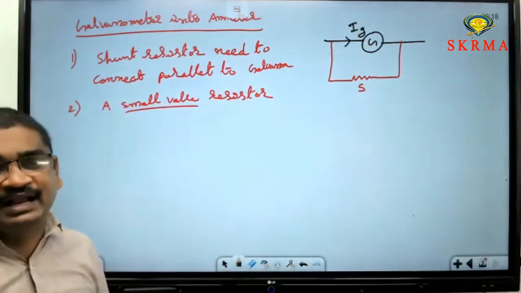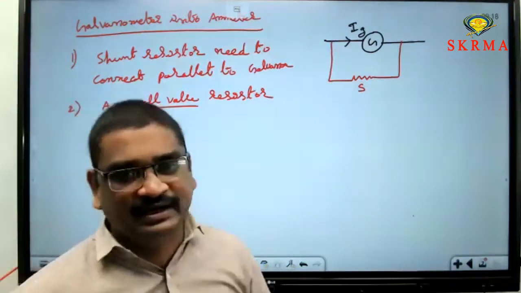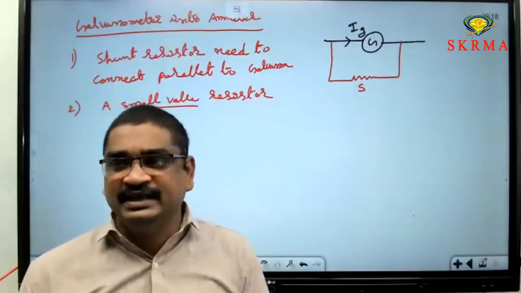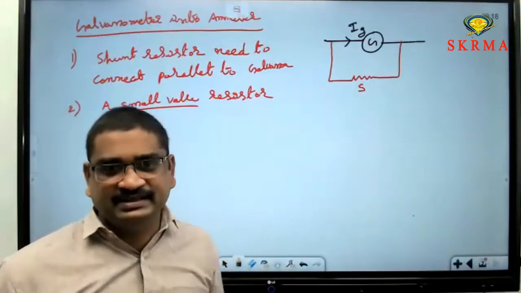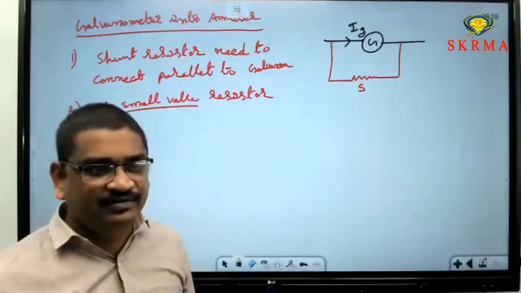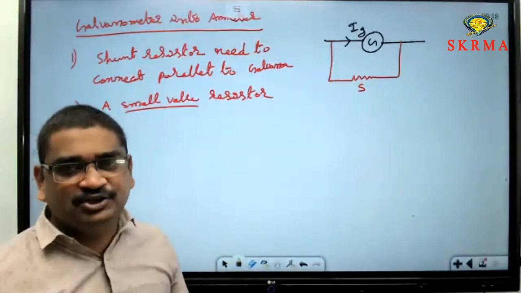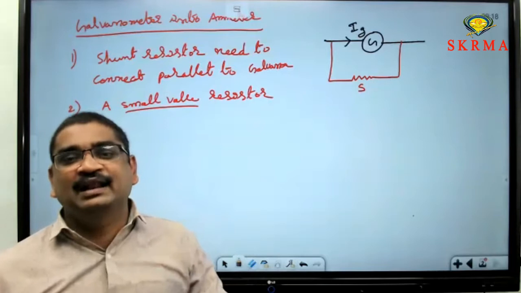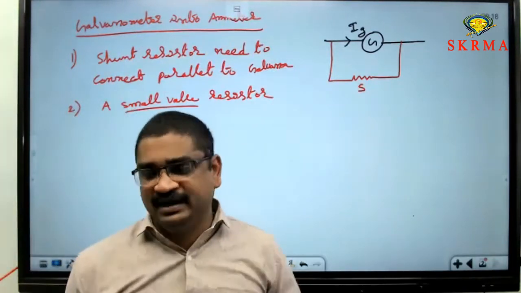To convert a galvanometer into an ammeter, which resistance do we need to connect? A small resistor in series, a small resistor in parallel, a large resistor in series, or a large resistor in parallel. Here four options are there. Which option do we need to select? A small resistor, and that should be connected in parallel to the galvanometer. That is the main criteria and main concept here.